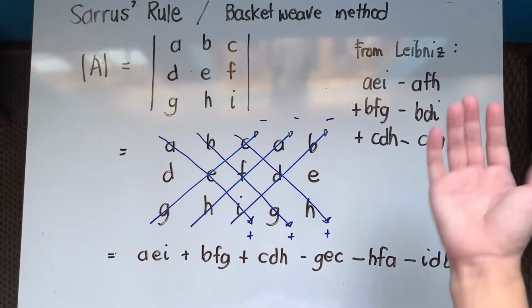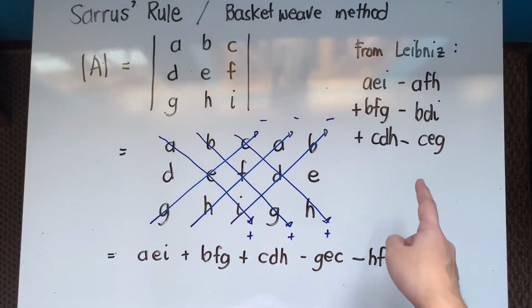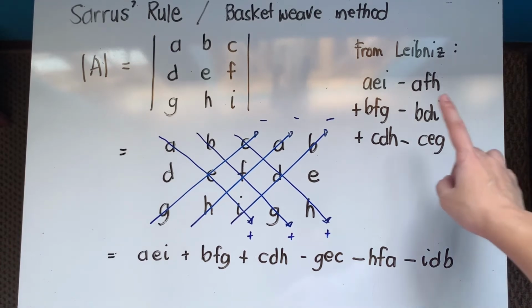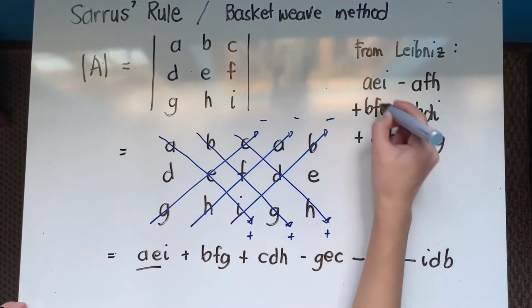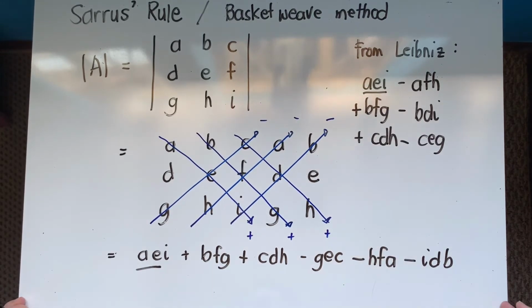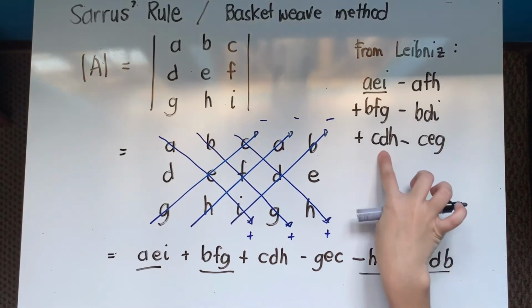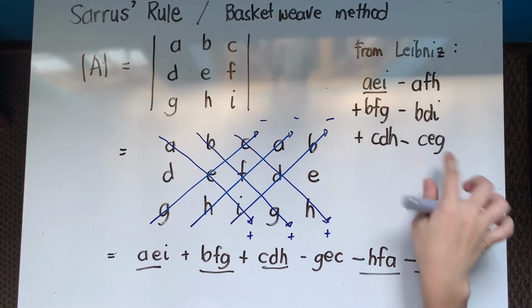So, pop, eto na yon. So, yung Leibniz natin has AEI positive, which is correct. Then you have AFH is negative. Ito din yun, di ba? Nagpalit lang ng position yung factors natin. Okay, and then BFG is positive. BDI is negative. BDI, ito yun. CDH is positive. CEG is negative.